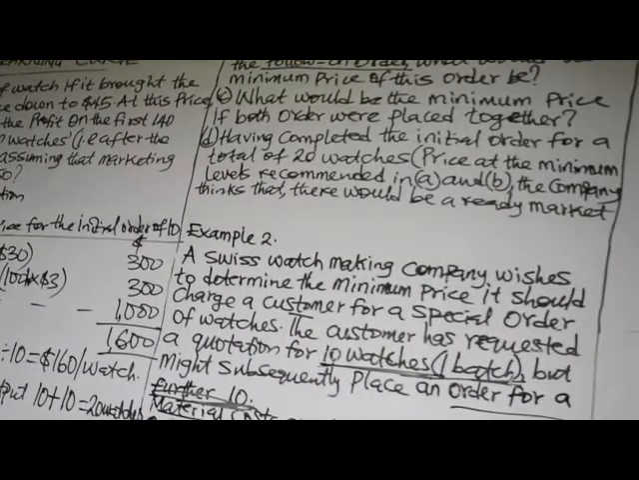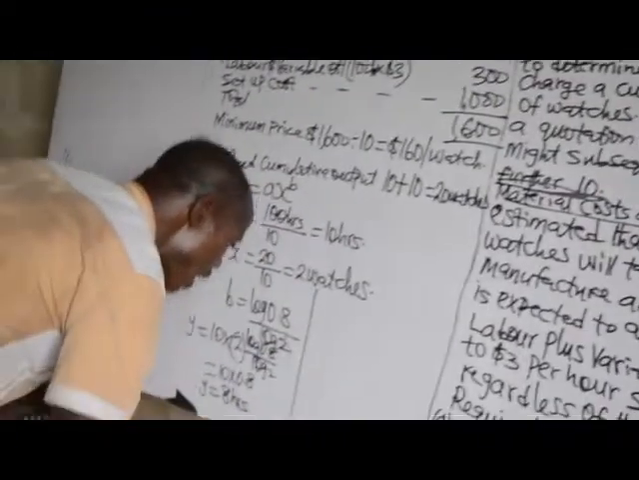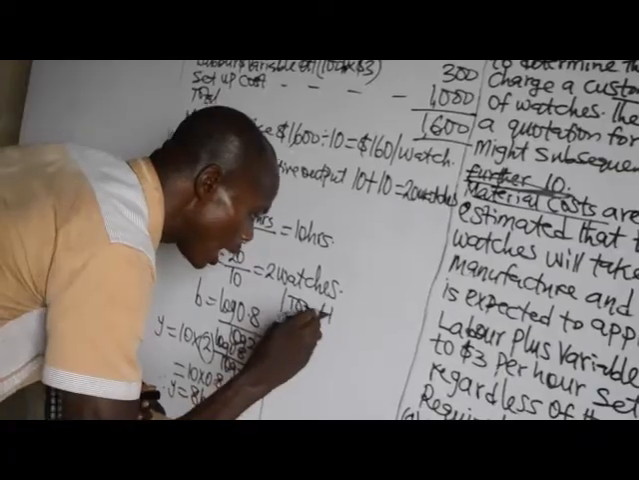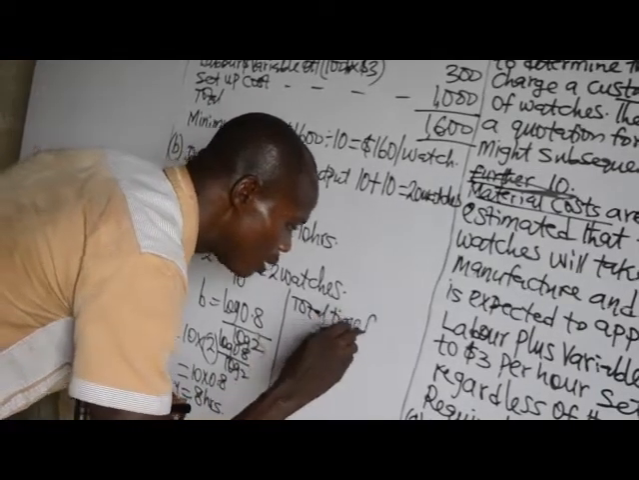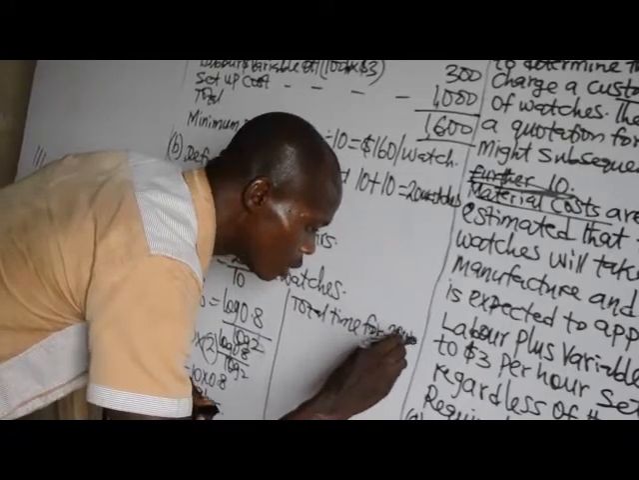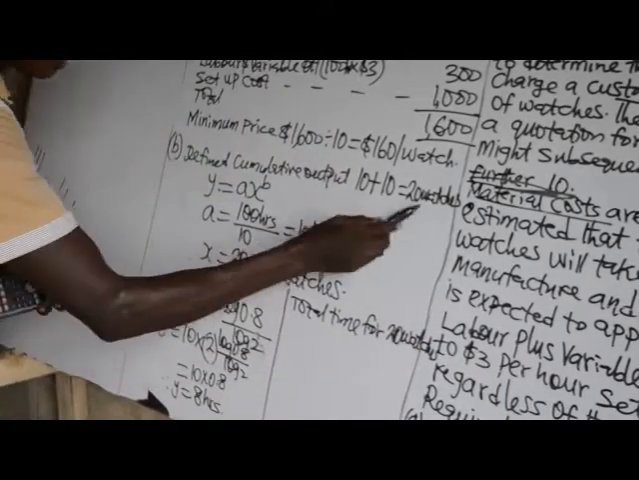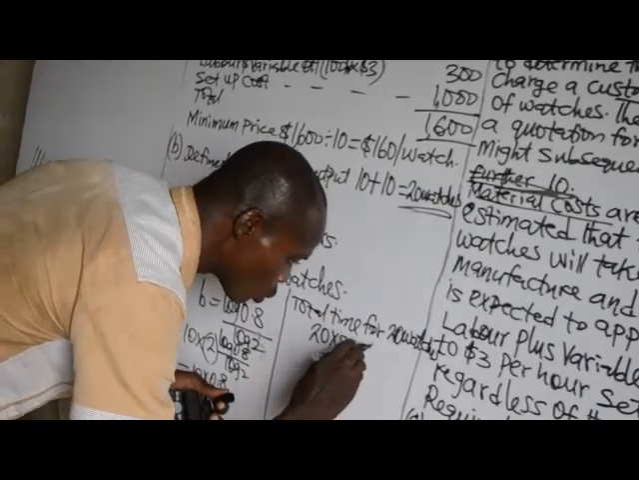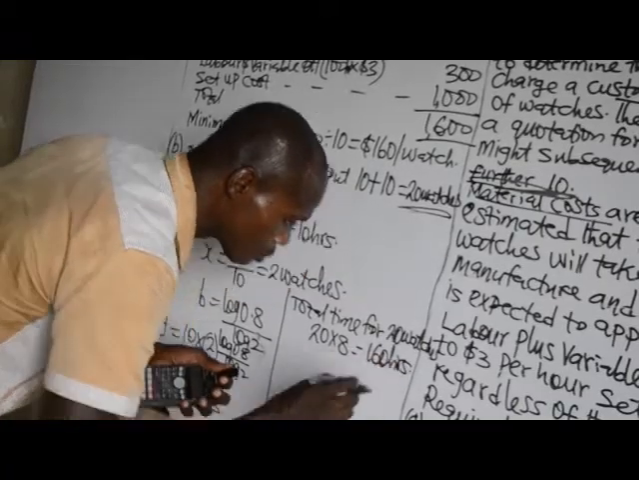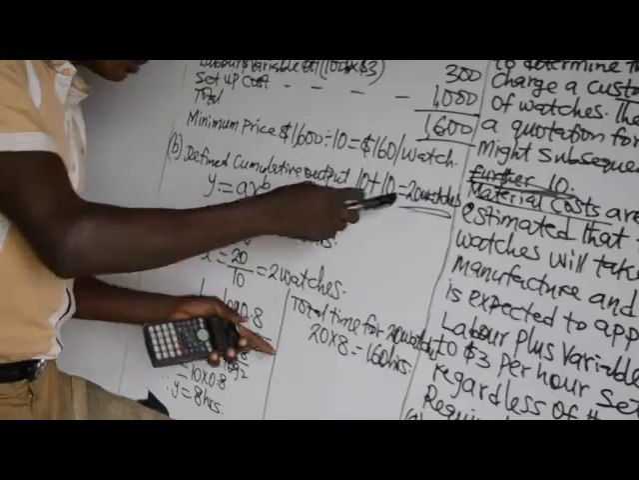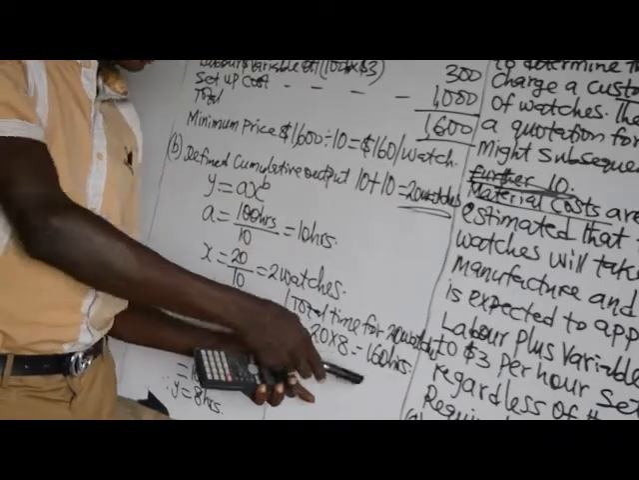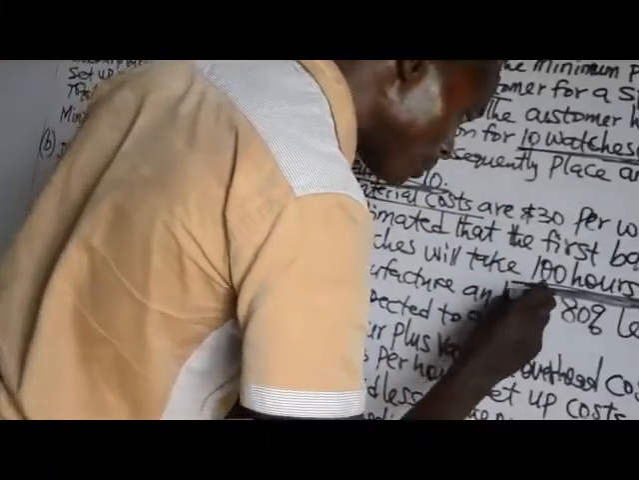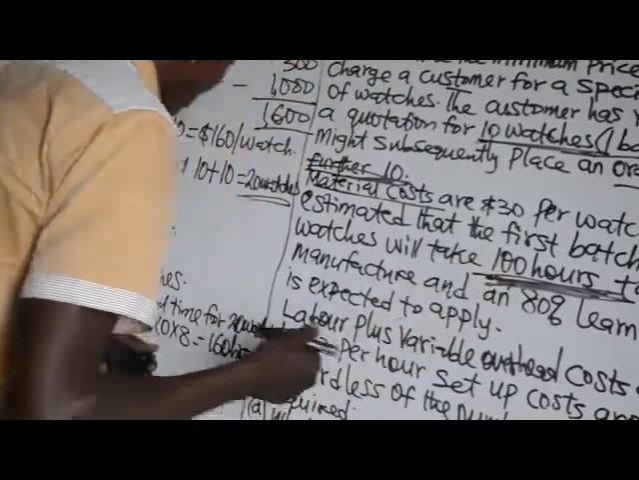Remember, what will now be the total time for these 20 washes? The cumulative output is 20 washes. What will be the total time for that? So we have 20 times 8, and that will give us 160 hours. So the cumulative output of 20 will take you 160 hours. But remember, the first batch of 10 takes you 100 hours.